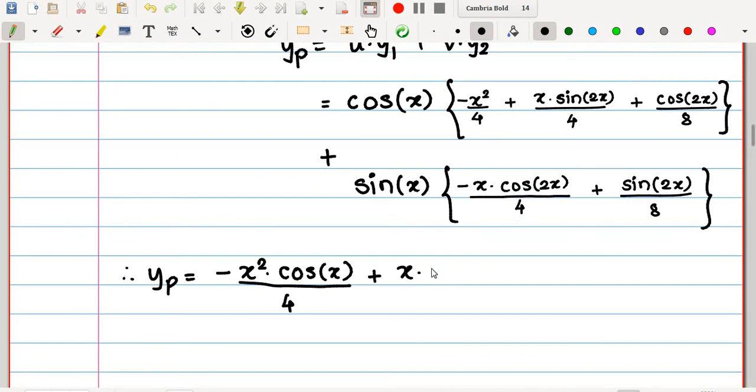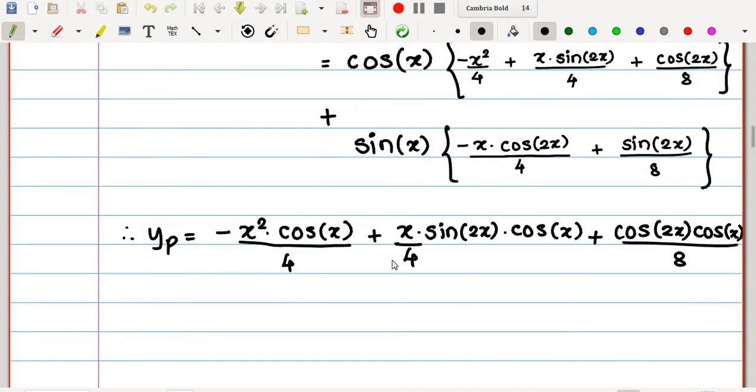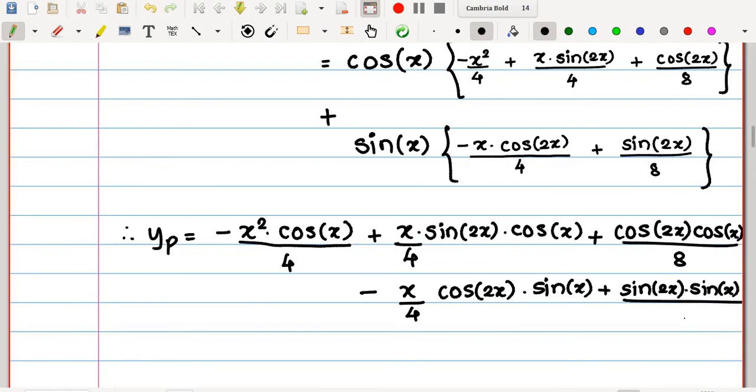plus x into sin 2x into cos x upon 4, plus cos 2x into cos x upon 8, minus x upon 4 into cos 2x into sin x, plus sin 2x into sin x upon 8.